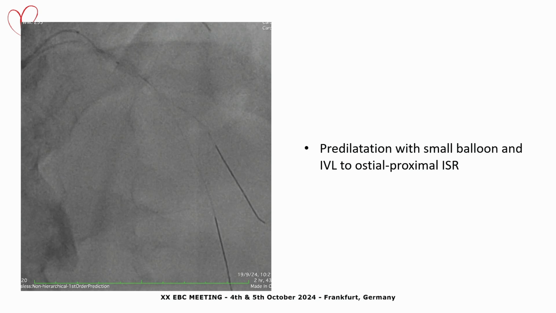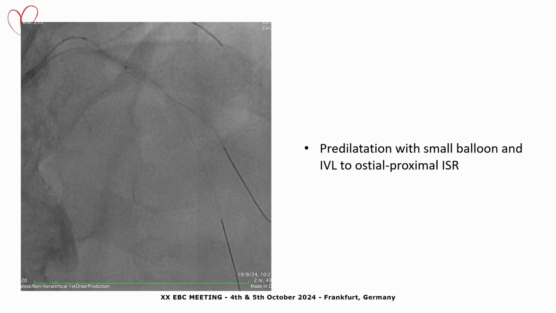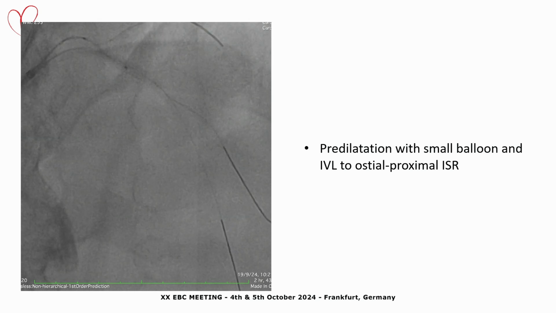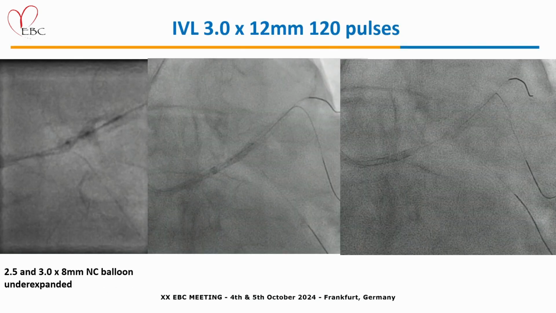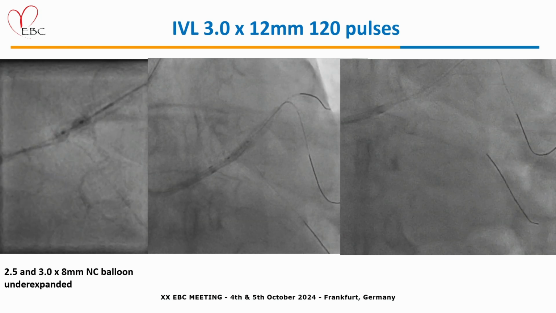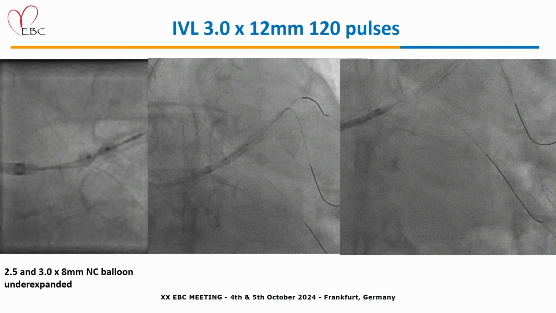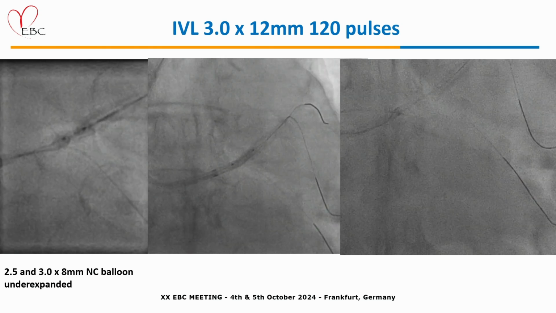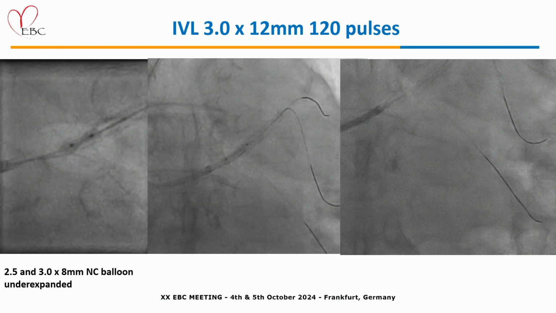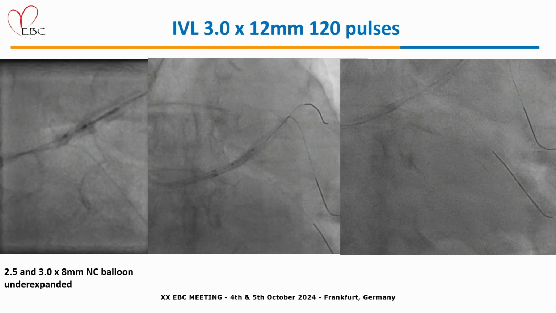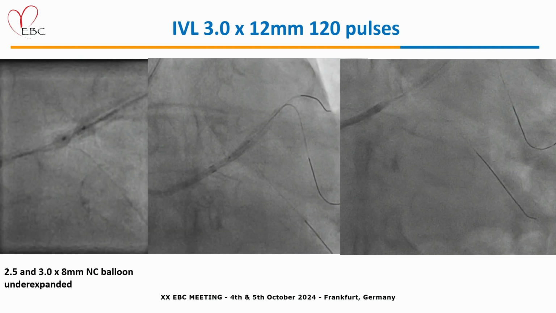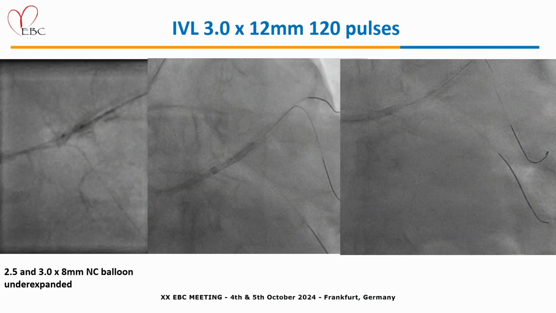When we tried to pass the IVUS, it didn't cross the first lesion, so we decided to dilate with a small balloon. But when we dilated with the non-compliant balloon, 2.5 and 3.5, in the ostial stent, you can see that the balloon was not well expanded. So we decided to do IVL, 3/12 all the pulses, because it was really hard to open this stent before starting to work on the bifurcation lesion.